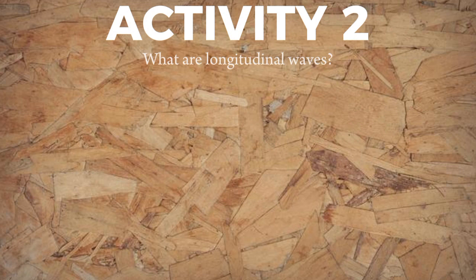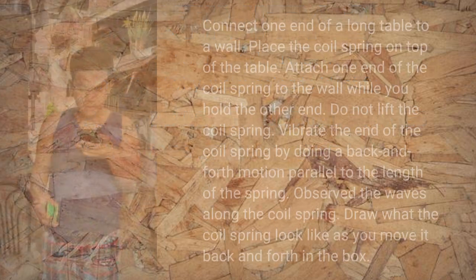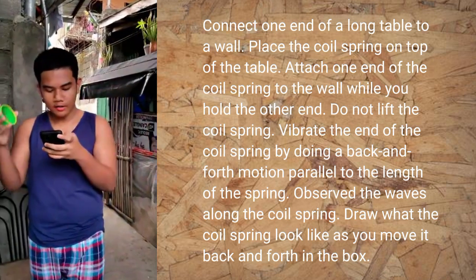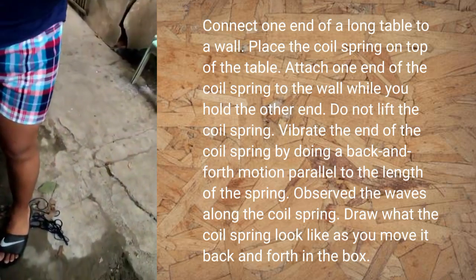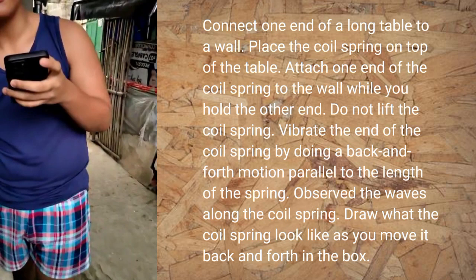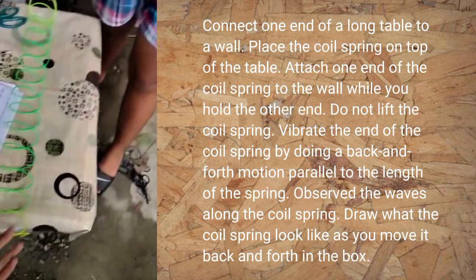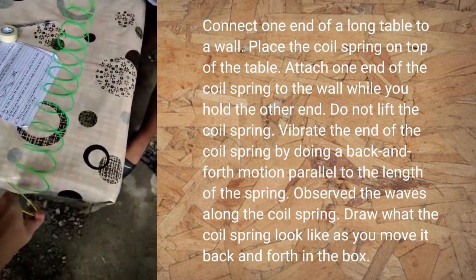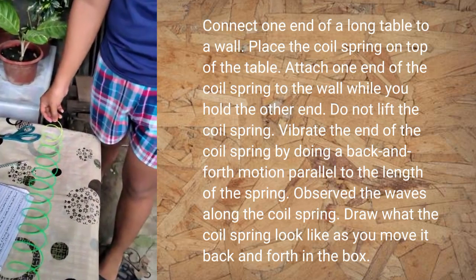Activity 3. What are longitudinal waves? In this activity, we're going to identify what longitudinal waves are and what they look like. Connect one end along the table wall. Place the coil spring on the top of the table. Attach one end of the coil to the wall while you hold the other end. Do not lift the coil spring.